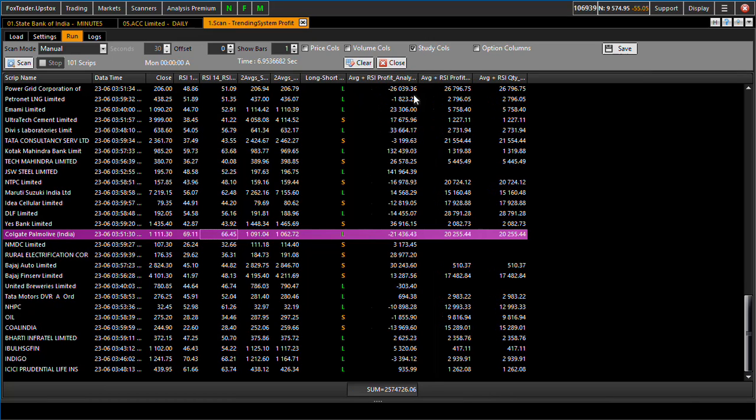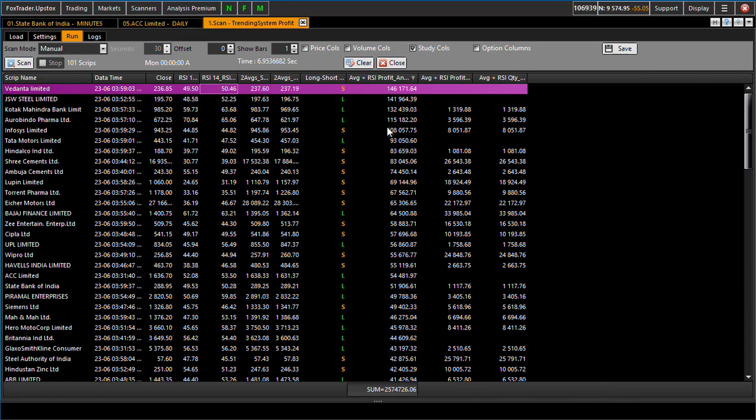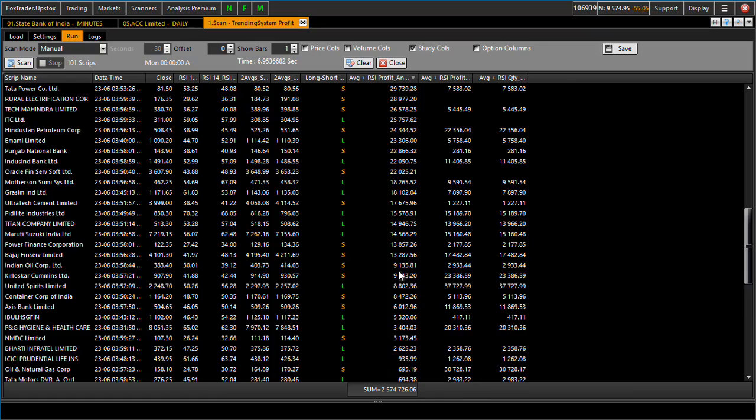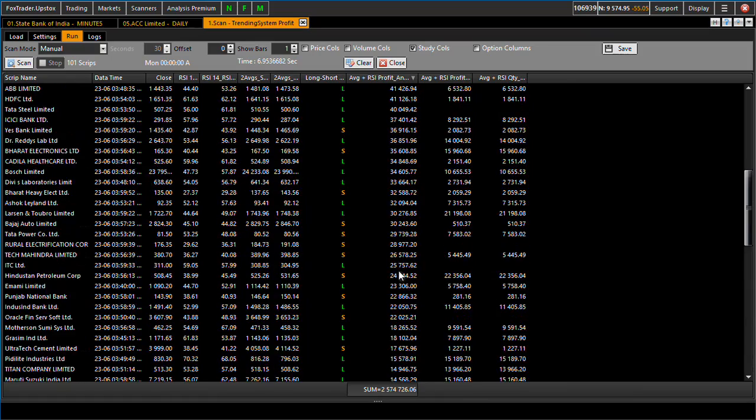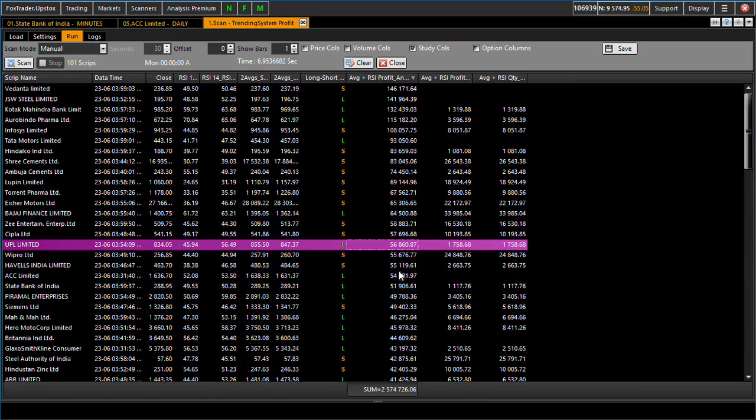Okay, so this is the profitability, right? So here is the profitability for all the stocks. Vedanta is the one which is giving me the highest profitability historically on this strategy, right? Okay, so here at the bottom I can choose to calculate the sum of this column. So the sum is giving me how much? 25,74,000 rupees, right, on all the stocks. Now this is the profitability that I'm getting on a group of Nifty 100.